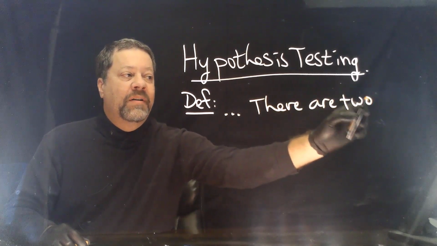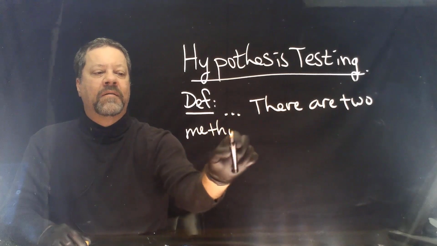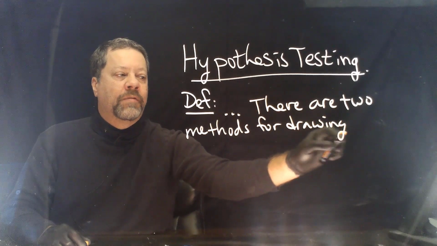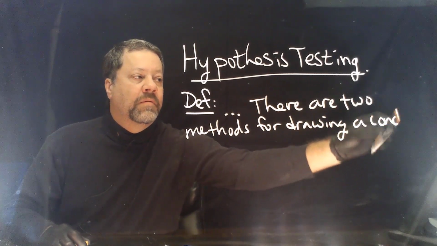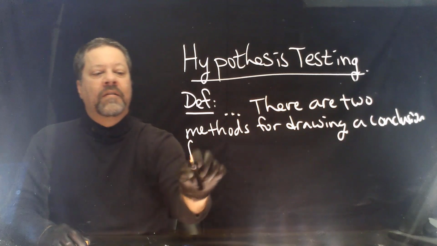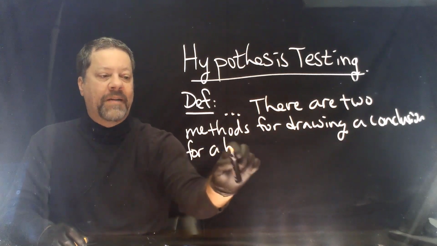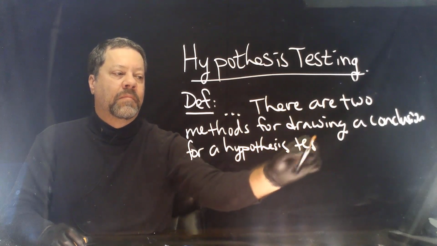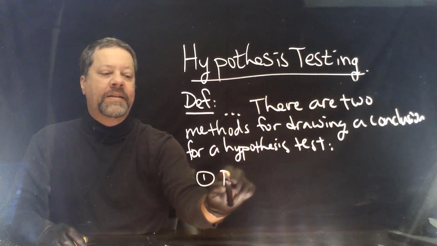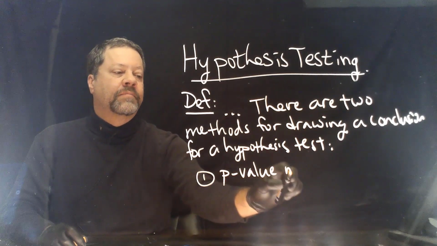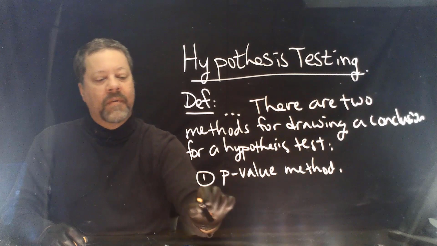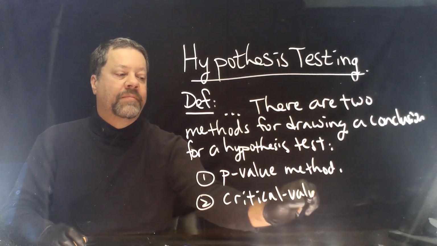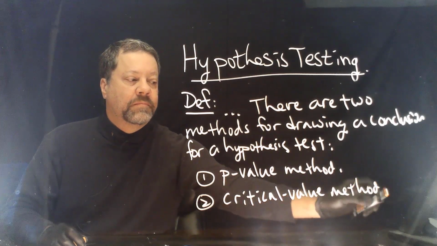There are two methods for drawing a conclusion for a hypothesis test. One is the p-value method, and two is the critical value method.